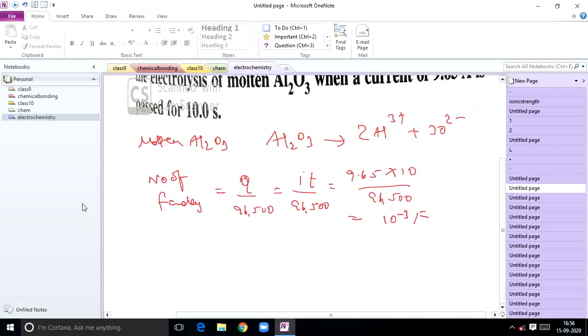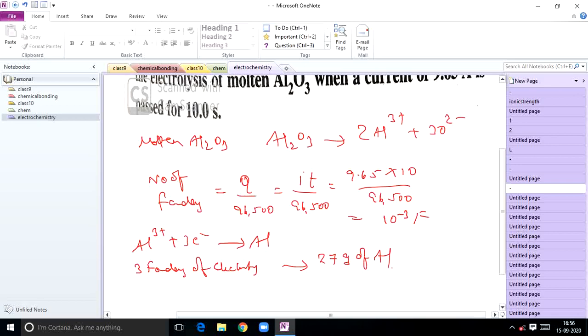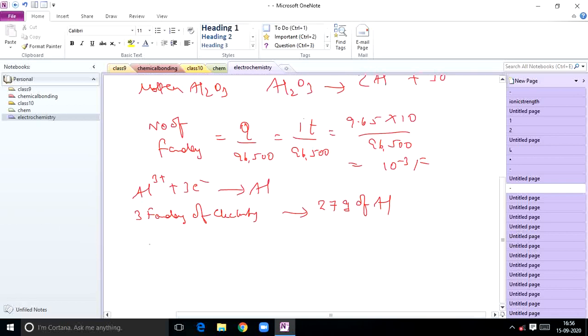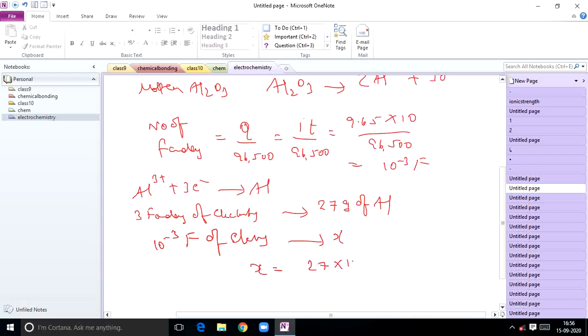Next, you already know Al3 plus plus 3 electrons gives rise to Al. So 3 Faraday of electricity, if you pass, gives 1 mole of aluminum, which means 27 grams, the atomic weight of aluminum. From the above data, 10 power minus 3 Faraday of electricity deposits how much? X. So X is equal to 27 into 10 power minus 3 by 3, that is equal to 9 into 10 power minus 3. So 9 into 10 power minus 3 grams is the answer.